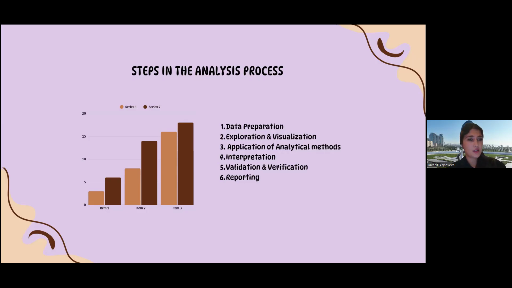The next one is the application of analytical methods. Here, we include 2 methods: qualitative and quantitative. Quantitative means where we try to recognize statistical tests, regression analysis, and predictive modeling. And qualitative is about thematic coding, content analysis, sentiment analysis. And here AI can assist in text mining and natural language processing or clustering.